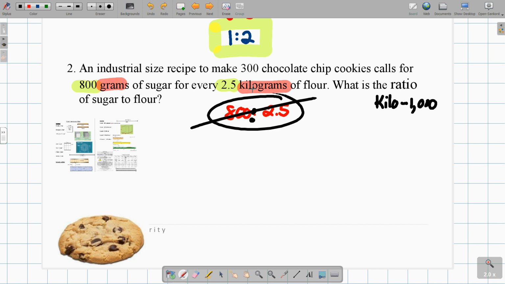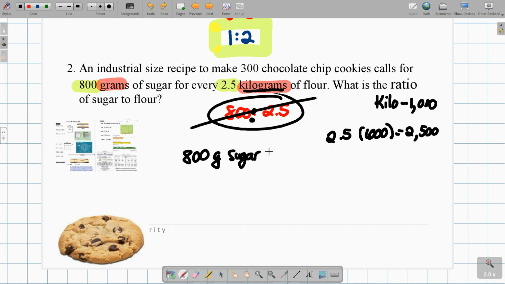So I know a kilogram is 1,000 grams. So I'm going to go 2.5 times 1,000, and that's 2,500. So now my ratio is 800 grams of sugar for every 2,500 grams of flour.